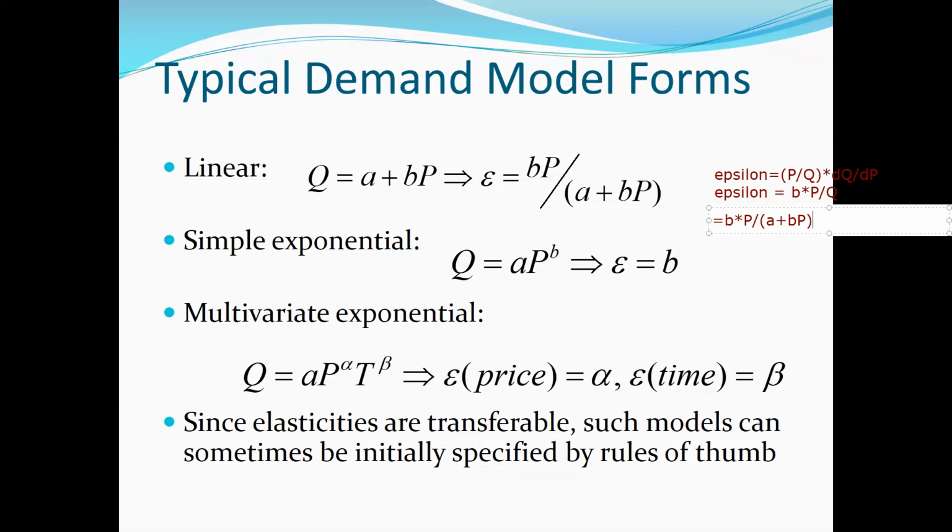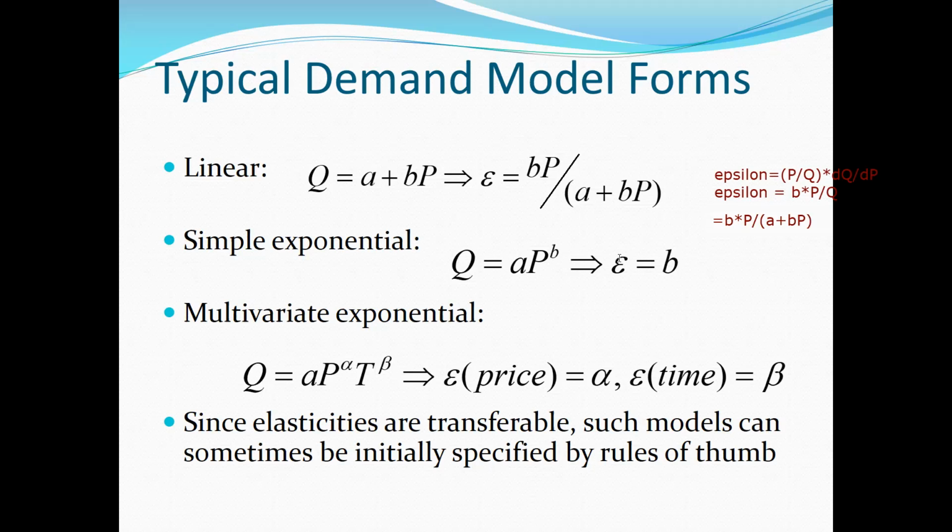Okay, and then you can do the same thing that I showed you in the simple exponential. We remember we said Q equal to A times P raised to power B, and we said that epsilon is essentially the exponent that you're using on the price in the case of simple exponential functions.